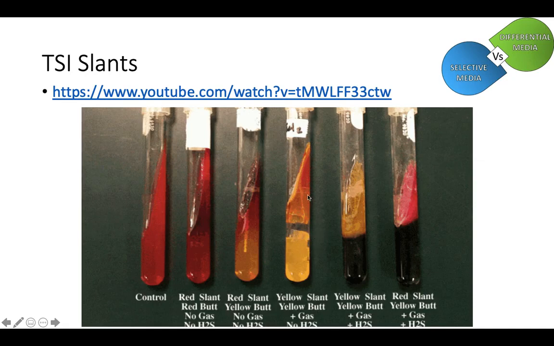Some bacteria species can produce gas. Some of them cannot. That's also a key characteristic of diagnostics. If you have A over A, or A over A plus gas. So if the bacteria is A over A, it's one species. If it's A over A plus gas, that's something else.